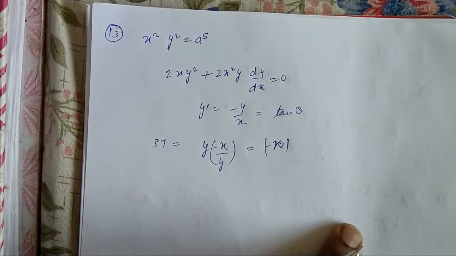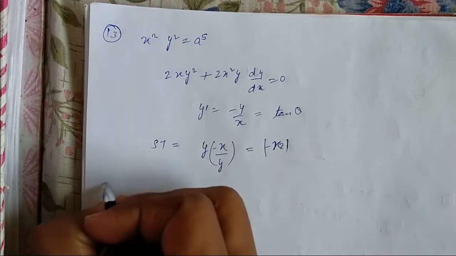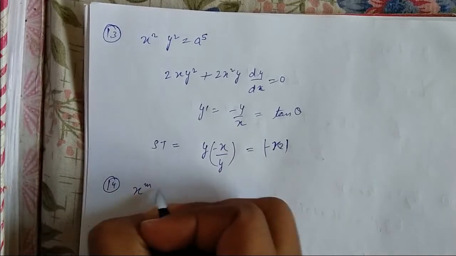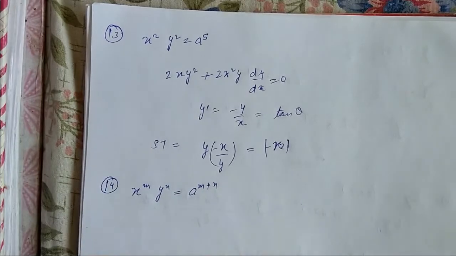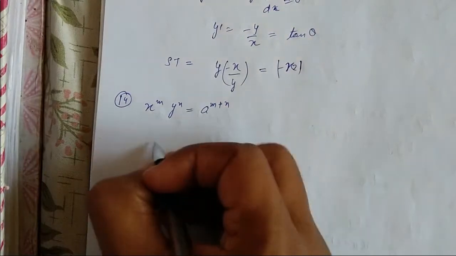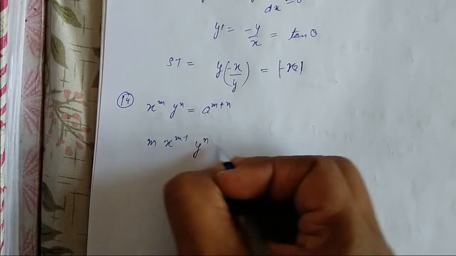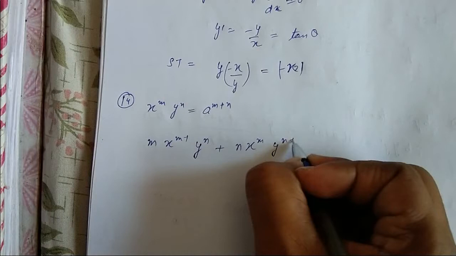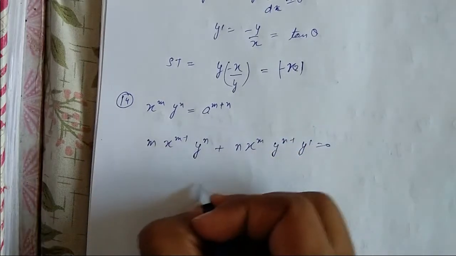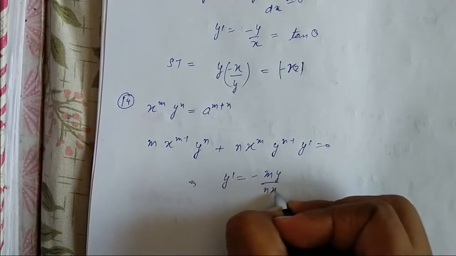Okay, moving on to question number 14. Subtangent at any point on the curve x power m y power n equal to a power m plus n varies as. Okay, so first we need to calculate y dash. So y dash would be m x power m minus 1 y power n plus n x power m y power n minus 1 y dash equal to 0. So this implies y dash equal to minus my by nx.